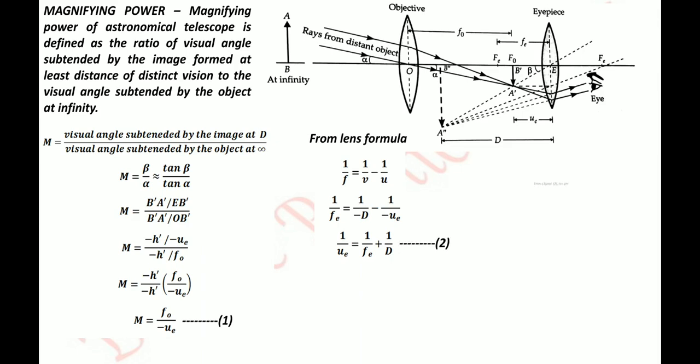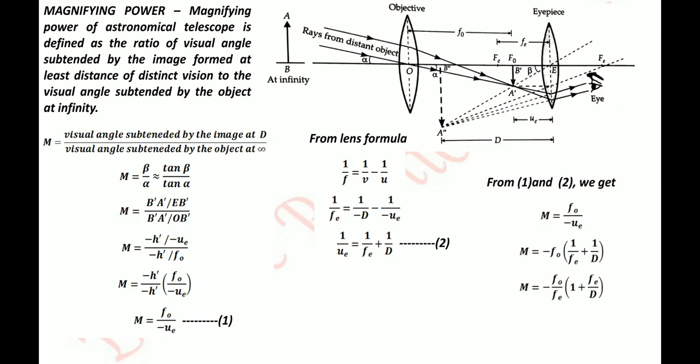From 1 and 2 we are going to have capital M is equal to fo upon minus v, where 1 upon u is replaced by, in bracket, 1 upon fe plus 1 upon d. If you take fe as common, it is going to be M is equal to minus fo upon fe, in bracket 1 plus fe upon d. This is the final formula for the magnifying power of the telescope when the final image is at capital D.